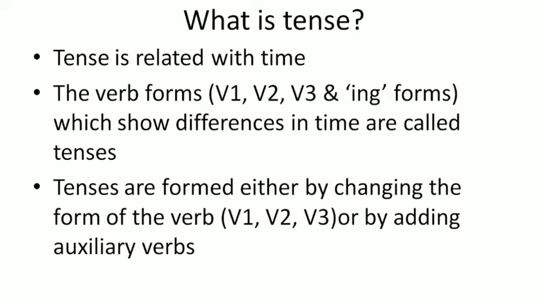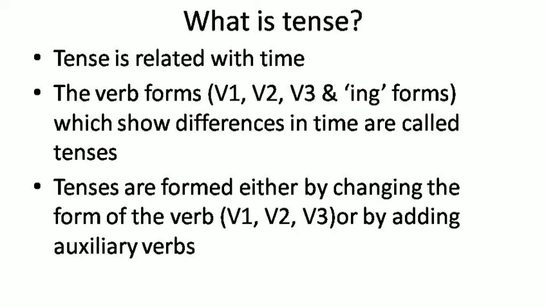The verb forms V1, V2, V3 and ing forms. These we have learned in the first video, irregular verbs, that you have to learn all those irregular verbs in English, that is V1, V2, V3.